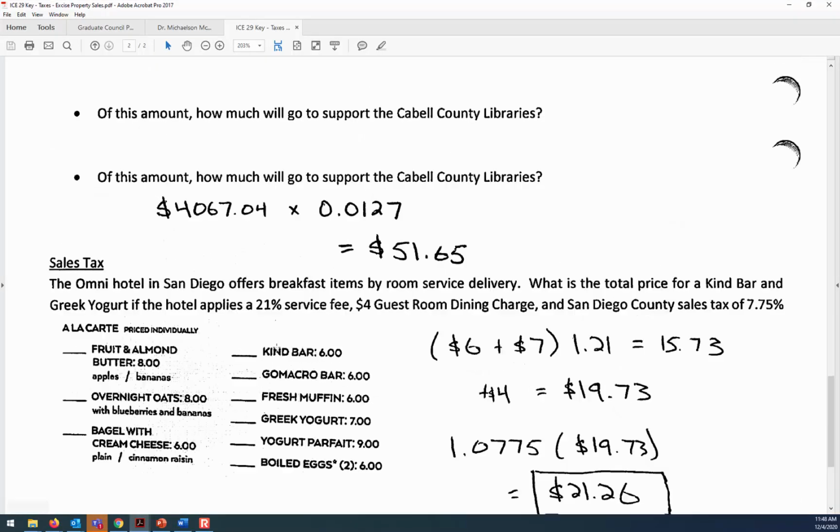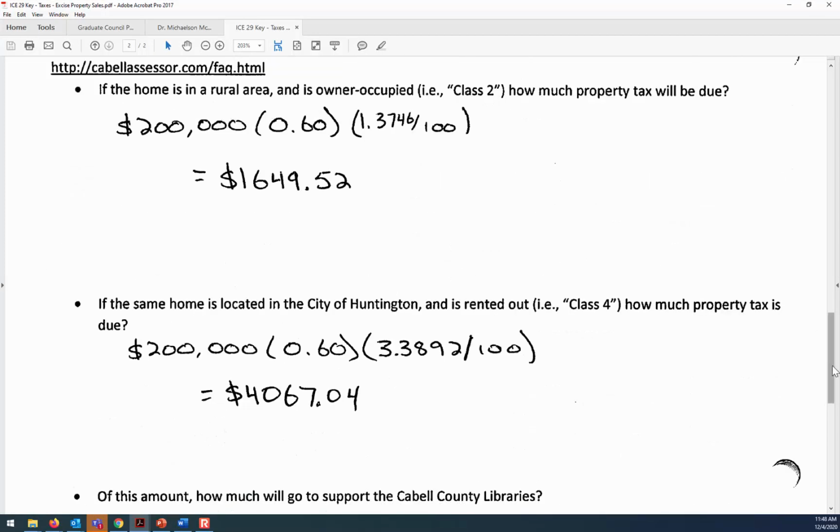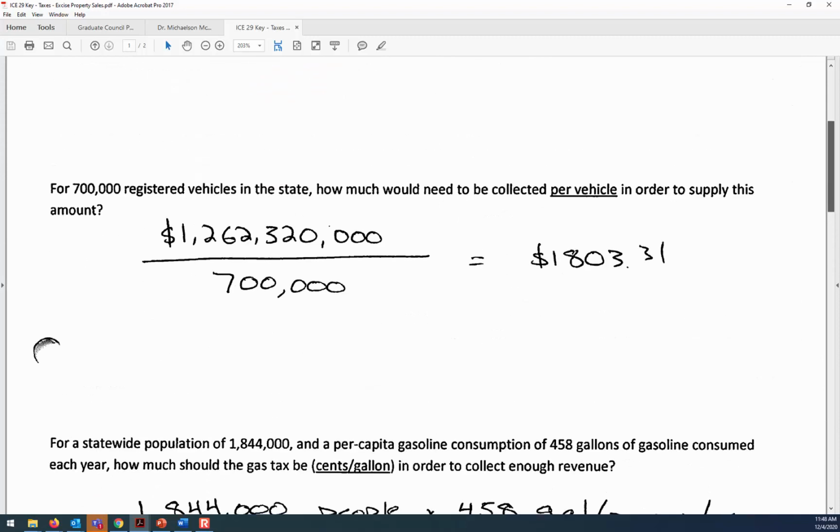Okay, so the way we do that one, let me just pull it up since we're running low on time here. It would be $1.2 billion divided by 700,000. So you'd need to have the registration fee be $1,803.31. Does anybody know what the actual registration fee is for a car?